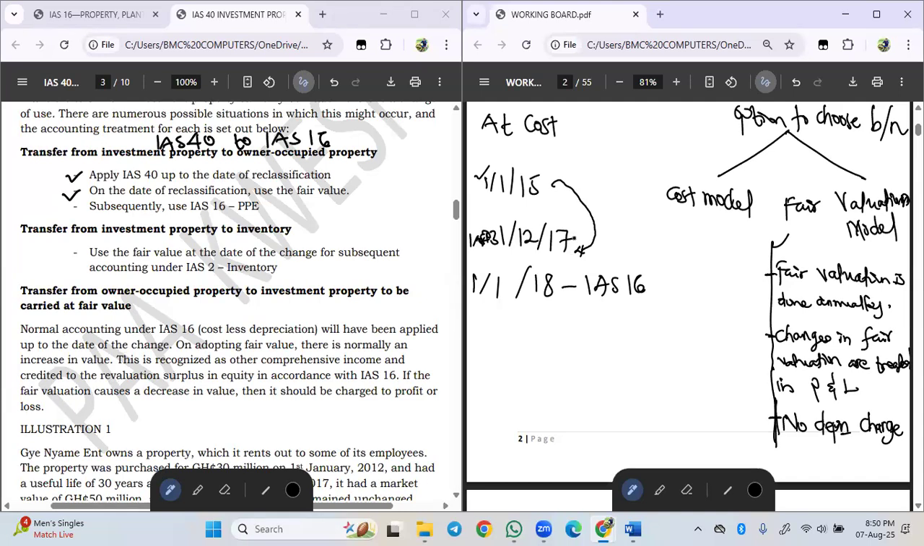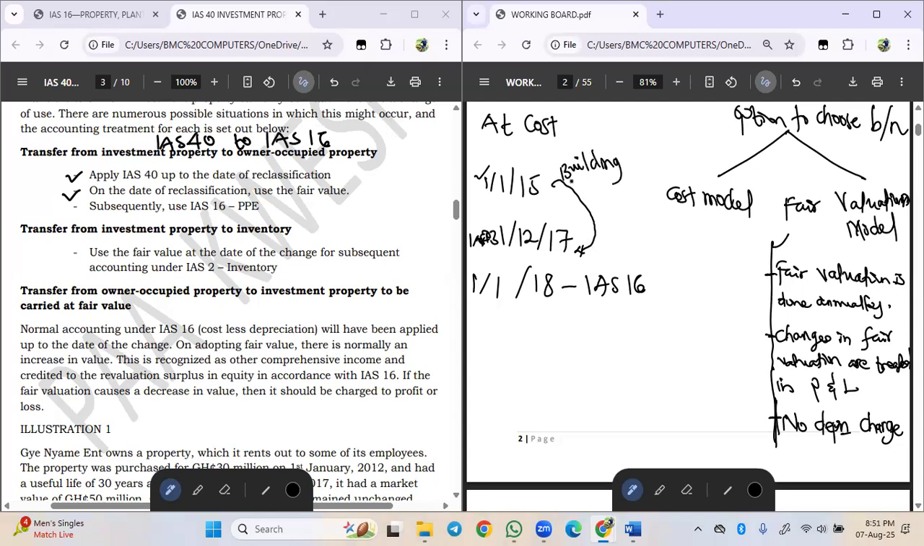Now, you apply IAS 40 from the day that they acquired the land, 1st January 2015, to 31st December 2015. Even on 31st December 2015, you use fair value under IAS 40. But subsequently, from 1st January 2018 going, you apply IAS 16. What do you mean by you apply IAS 16? Initially, you are using IAS 40. Let me use a different asset, building, okay?